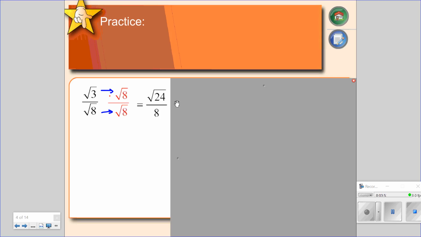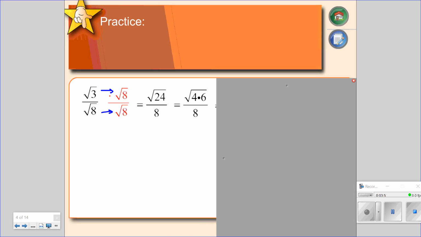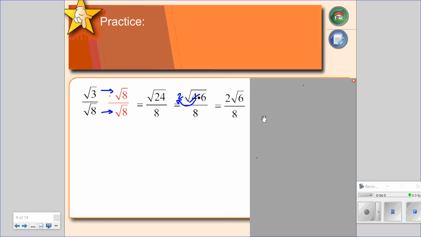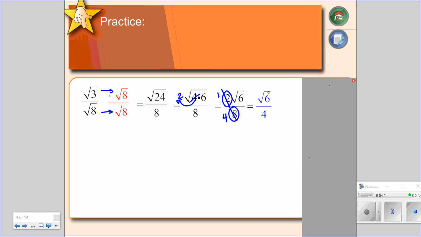Finish by simplifying your numerator. So 24 breaks into a perfect square factor of 4 times 6. The square root of 4 will come out of the radical as a 2, giving us 2 root 6 over 8. And 2 divided by 8 reduces to be 1 fourth. They can both divide by 2. So we are left with root 6 over 4 as our final simplified expression for root 3 over root 8.